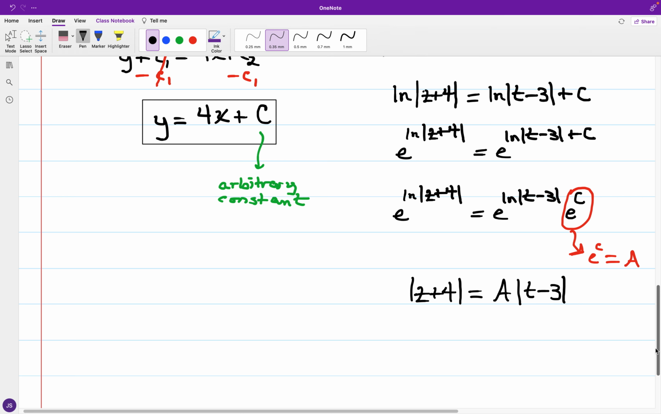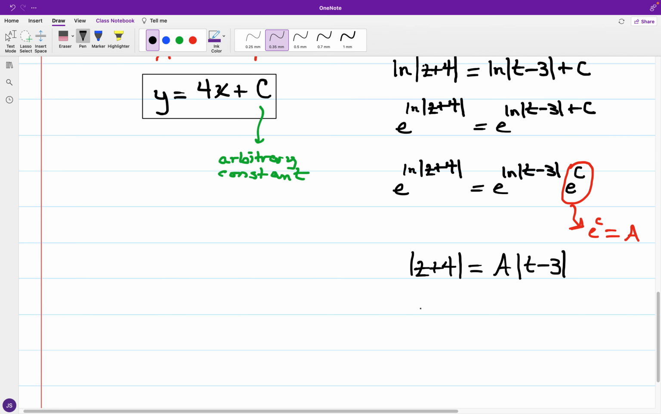And getting out of the absolute value notation, like you had the positive and negative of z plus 4, I'm just going to take out the absolute value bars. Strictly speaking, acknowledging the potential existence of both positives and negatives for A, I say that z plus 4 is equal to plus or minus A times the quantity of t minus 3.